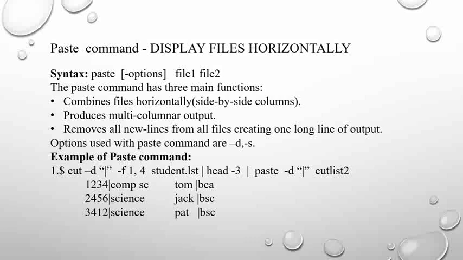If you have 2 files, it would display the first file in the left column and the second file in the second column. The paste command has 3 main functions. The first one is combining files horizontally, side by side in columns, meaning each file is placed in a column in the output. It may also be used to take multiple files for input and generate one long series of lines of output. So it produces multi-columnar output.